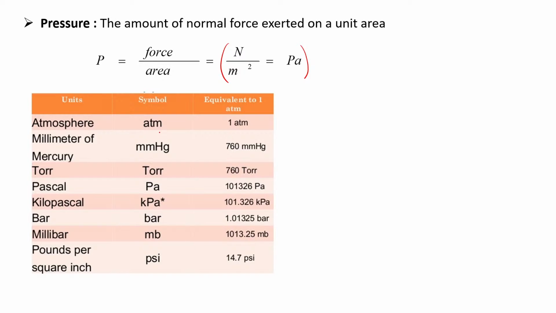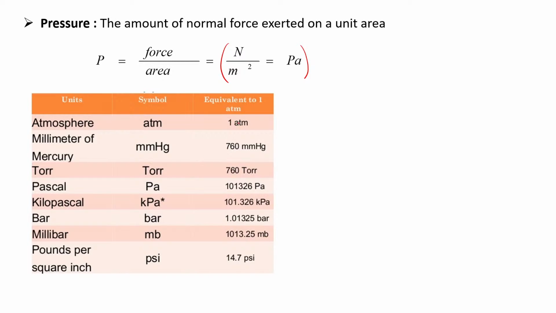We can measure the pressure in terms of liquid column, that is in terms of mm of Hg or meter of water or meter of any liquid column. Then torr is also one of the units of pressure. 1 torr is equal to 1 mm of Hg. Pascal, that is Newton per meter square, is also one of the units of pressure. Pascal, kilopascal, megapascal, gigapascal. Then bar, millibar, and psi, that is pounds per square inch, is also one of the units of pressure.